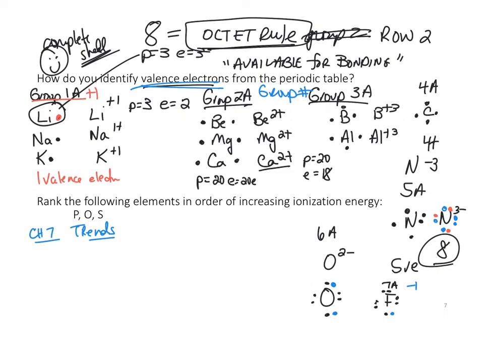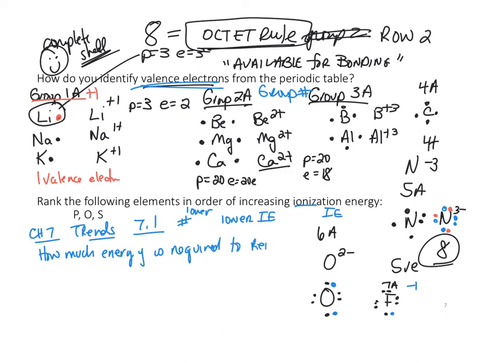So you do have a table of ionization energies in Table 7.1. You do not have to memorize those, but you need to take a look at them when you're working your homework and see that the lower numbers are the lower ionization energies. Let's just write that as IE. So that means to ionize, how much energy is required to remove an electron?